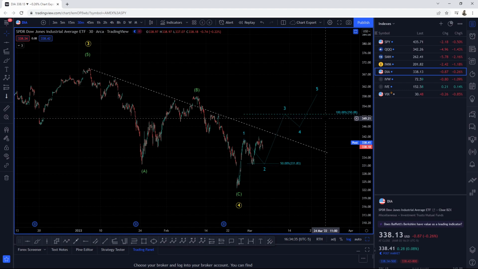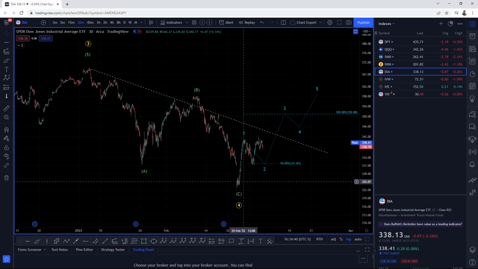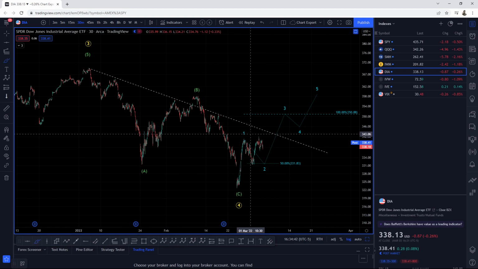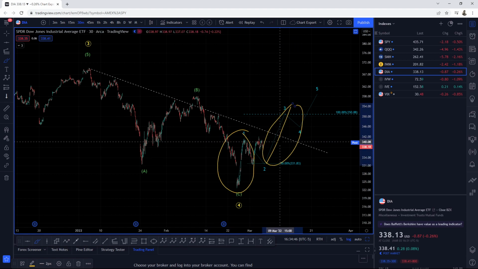350.88 should be our target for the wave 3, which will be a 100% extension of wave 1 to the wave 2. So that should be zones of high interest for us. Guys, if this is the case, then this is a good confirmation or good level to start loading up. Don't get FOMO, because if this is in fact the zone, let me take you back to the SPY, guys.